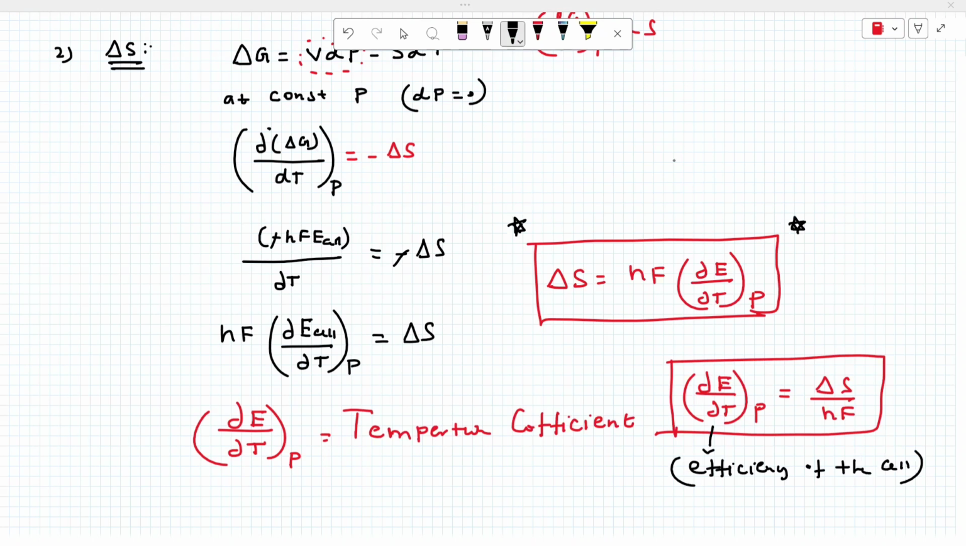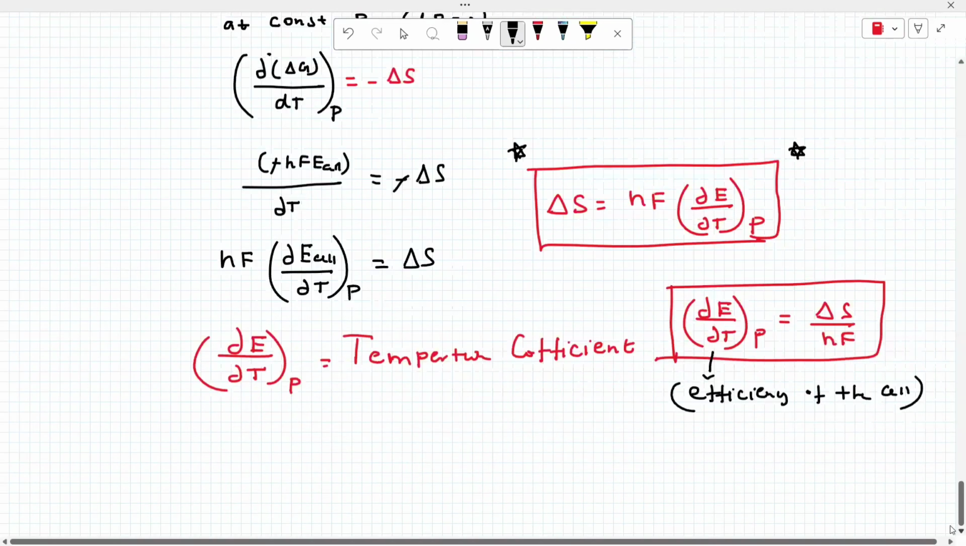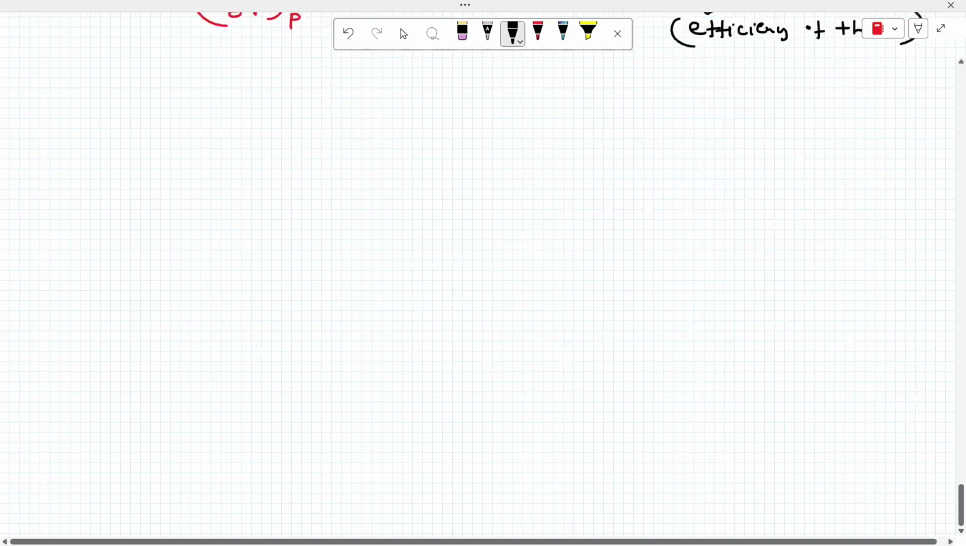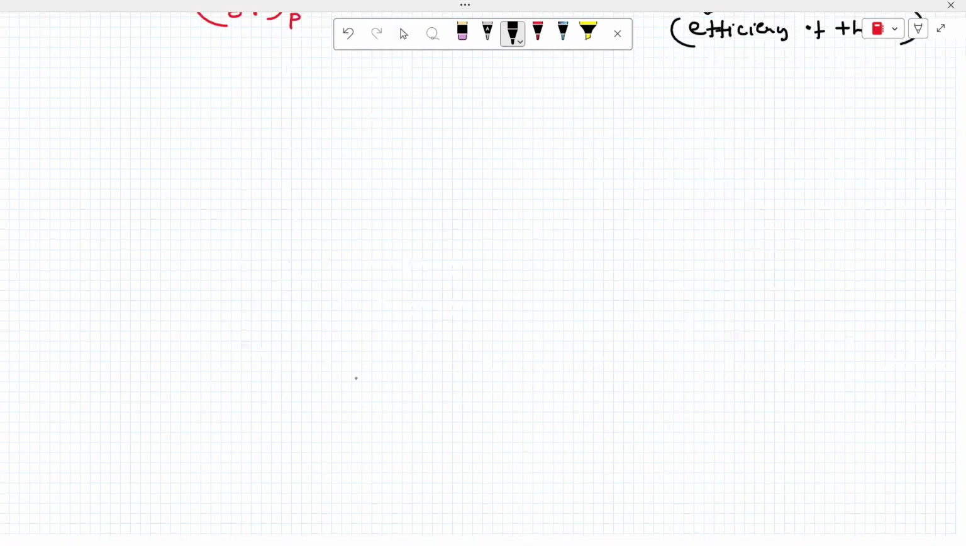Okay, next பார்க்கலாமா? அப்ப delta G, delta S, next delta H பார்க்கலாமா? Third, delta H. We know the one formula: delta G equal to delta H minus T delta S. Yes or no? It's important.